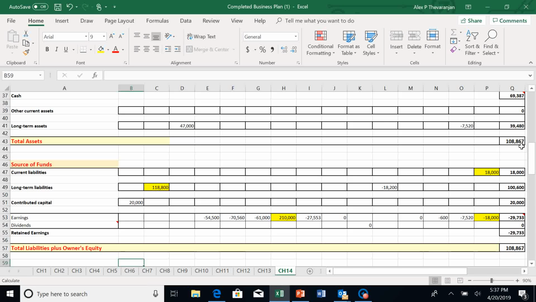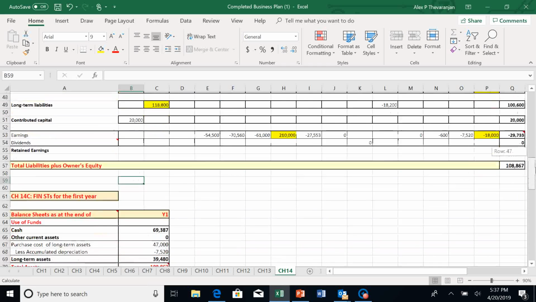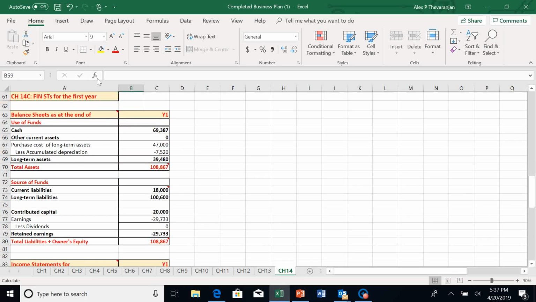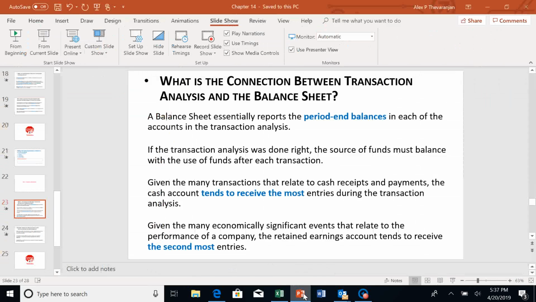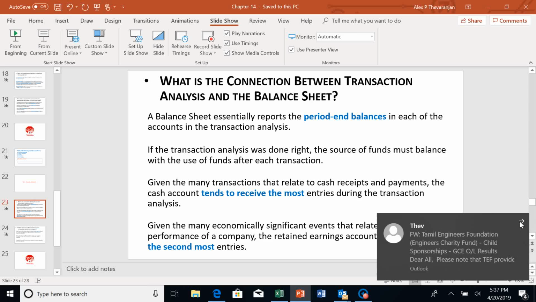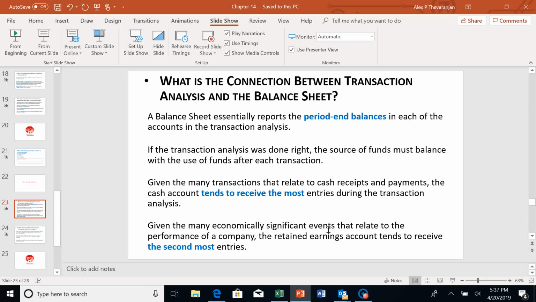So here is your final earnings number, and then you add all this. You see, if we did this right, use of funds and source of funds must be the same. So all we are doing is we translate all of that into your balance sheet. It's listed here, the end balances. Similarly, given the many transactions that relate to cash receipts and payments, the cash accounts tend to receive the most entries during the transaction analysis. And given the many economically significant events that relate to the performance of a company, the retained earnings account tends to receive the second most entries.